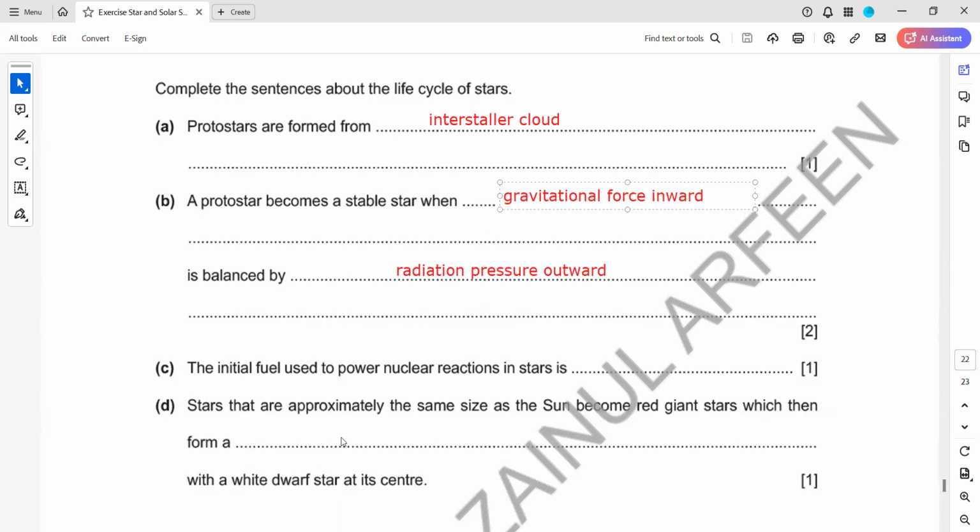The initial fuel used to produce a nuclear reaction in the star is hydrogen. Stars that are approximately the same size as the Sun become a red giant, which then forms a planetary nebula, and eventually a white dwarf at the center.